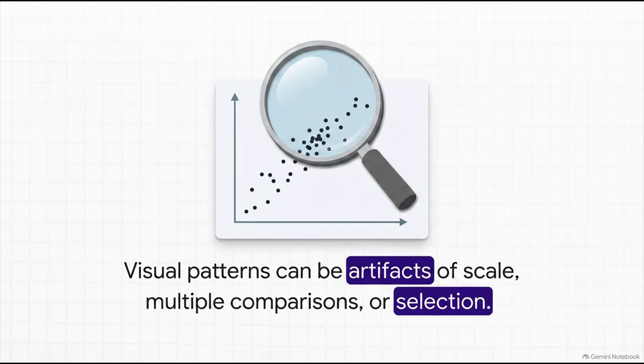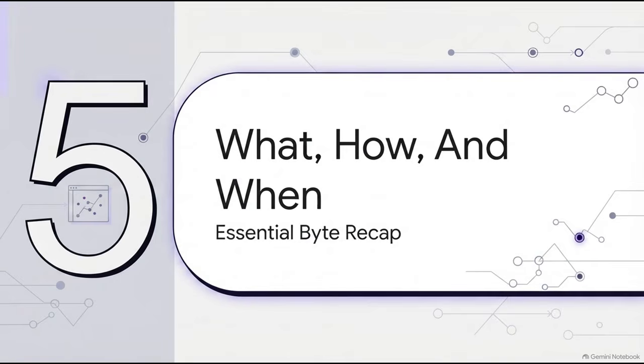We also have to acknowledge some very real limitations here. Visual patterns can sometimes just be artifacts of scale, multiple comparisons, small groups, or selection bias. Plus, exploring sensitive subgroups always requires strict privacy care and human judgment. Knowing these boundaries is crucial because it tells you exactly when a result deserves your confidence and when it desperately needs more testing. Finally, part five, the what, how, and when.